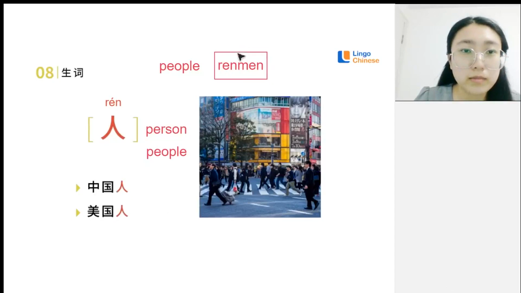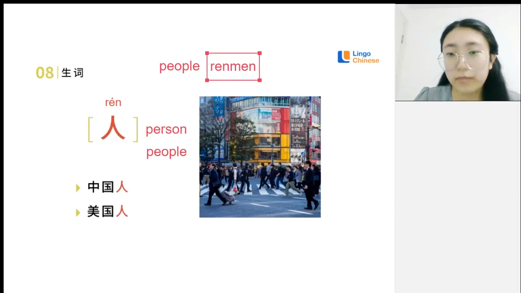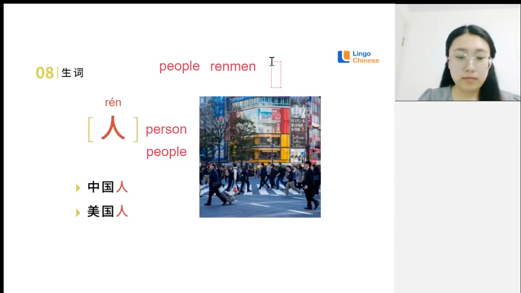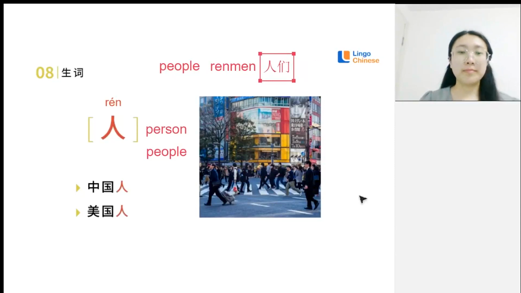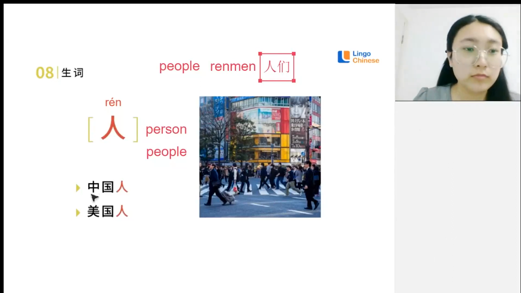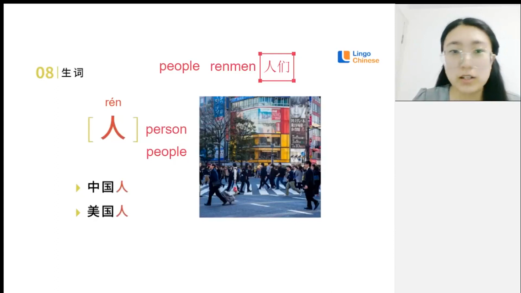If you want to say many people think this is right, you can say 人们 think this is right. But you cannot say 人 thinks this is right. This 人们. Do you have any other questions?